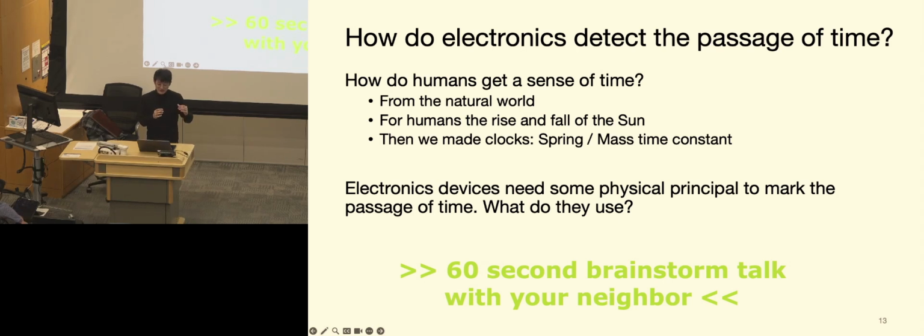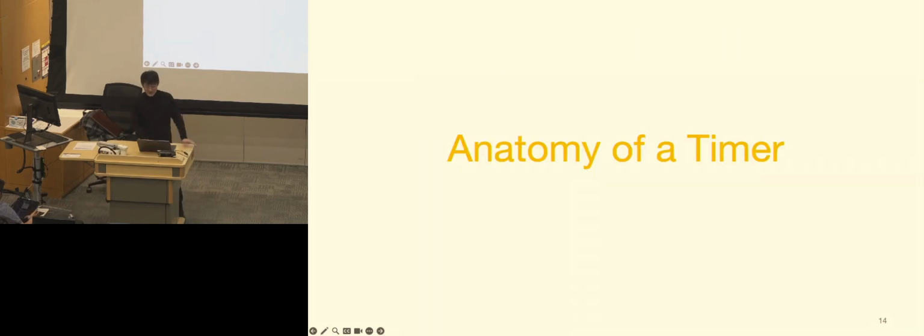Usually we have the crystal, which we call an oscillator, and counters working together. They will be measuring time intervals and generating periodic signals inside, which is what we're going to talk about in a little more detail here: the anatomy of the timer.